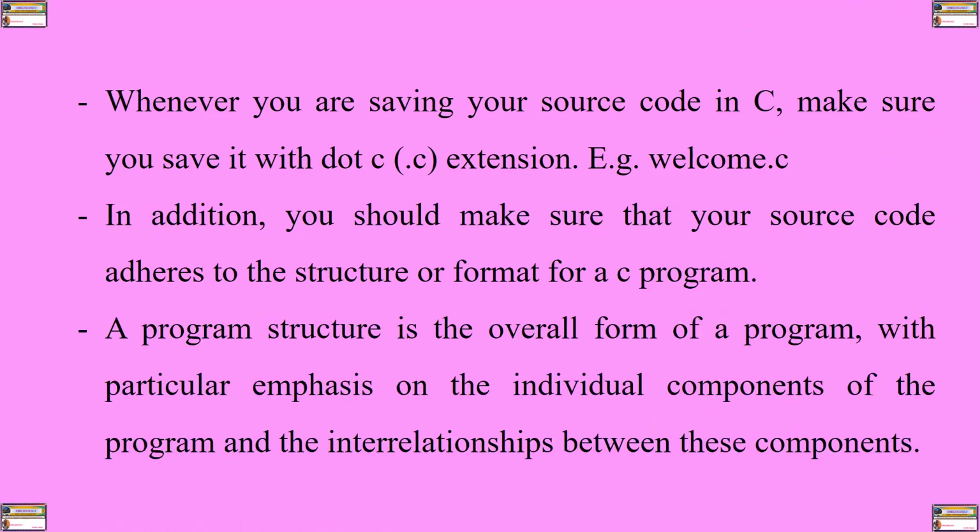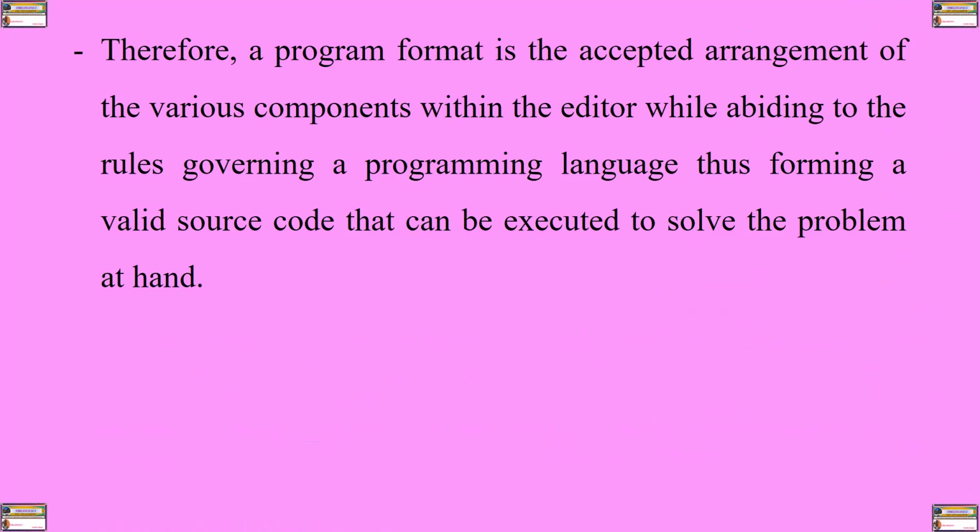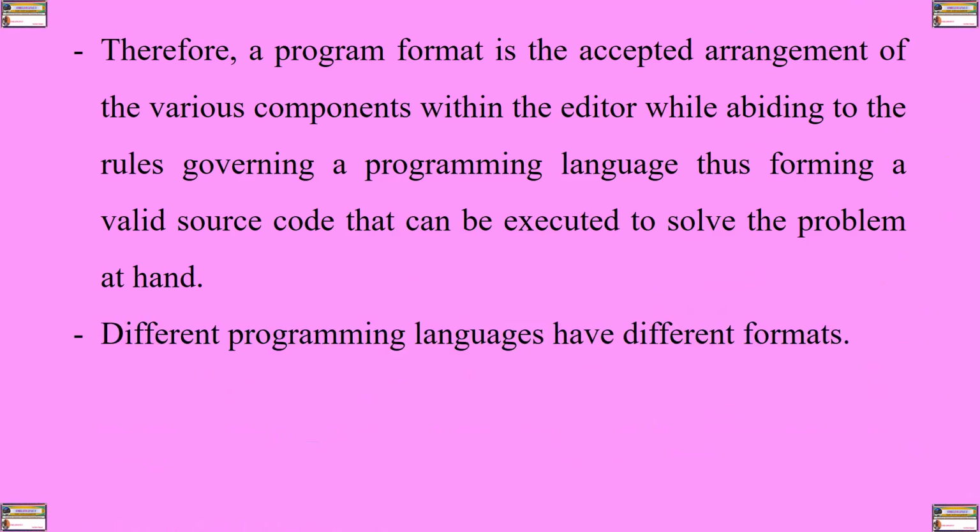So a program structure is simply the overall form of a program, with particular emphasis on the individual components of the program and the interrelationships between these components. Therefore, a program format is the accepted arrangement of the various components within the editor while abiding by the rules governing a programming language, thus forming a valid source code that can be executed to solve the problem at hand. Different programming languages have different formats, and it is that format that must be adhered to for the compiler or translator to be able to convert your program into what we call an object program.